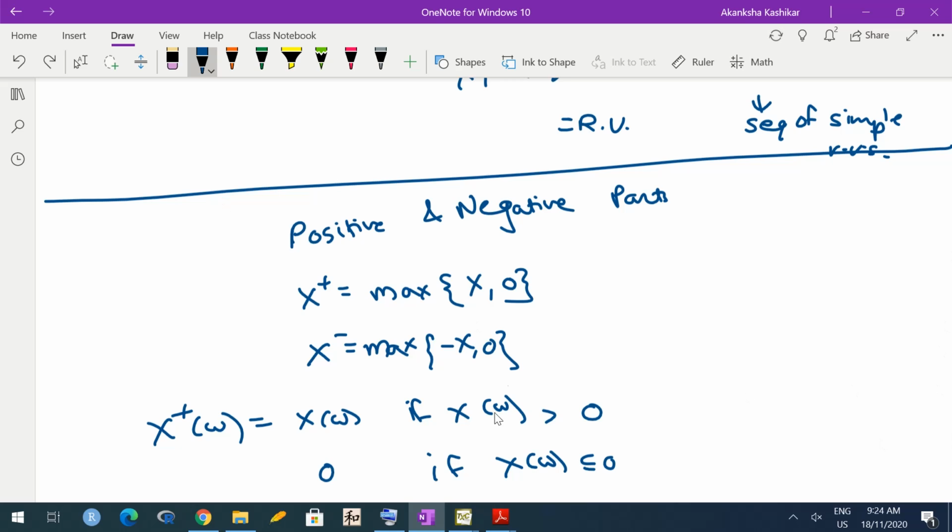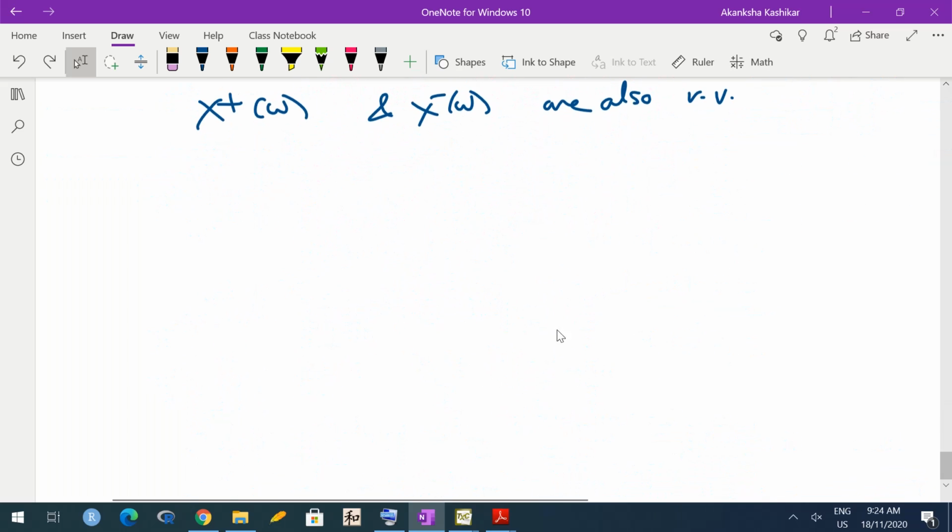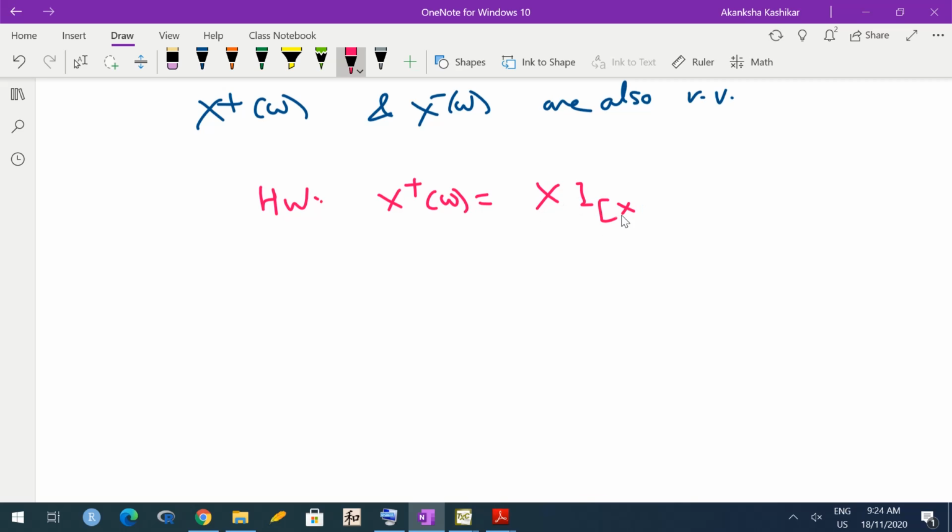There is another way. You can try to write this down using an indicator function. Another homework: try to see if x plus can be written as x into the indicator of x greater than or equal to 0, and check whether this is correct, and try to get a similar representation for x minus.